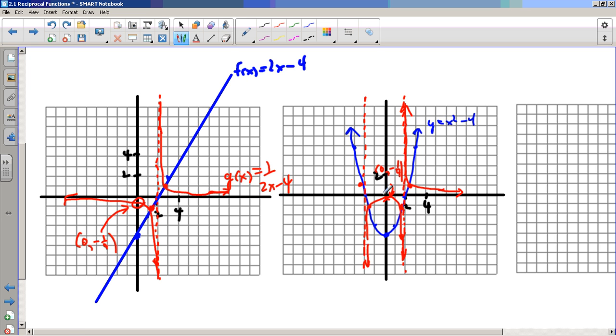The last piece, let's do it quickly. When blue is close to 0, red is far from 0. When blue is far from 0, red is close to 0. And it has to go through the stationary points. And then we've got it. This is the graph.